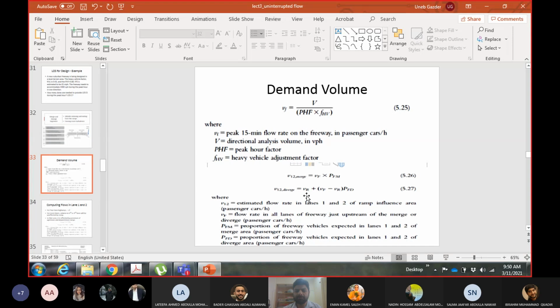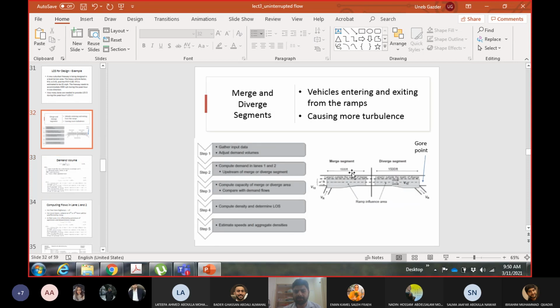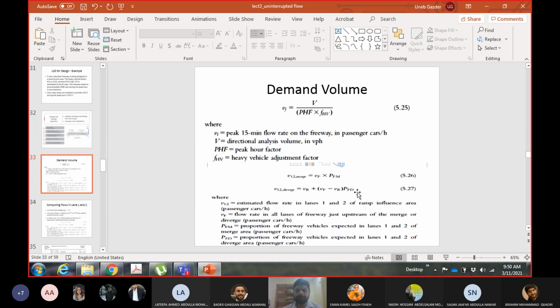VR means the flow which is going to the ramp. VF means the freeway flow, we already know that, the flow rate on the freeway. And so for the merging part, everybody is on the freeway, right? See here, the people who are coming from the ramp and the people who are already on the freeway, all of them are on the freeway. But for the diverging part, some of them will go to the ramp, so some of them will be going out of my segment, out of these lanes. So that's why we are subtracting the flow of the ramp here.